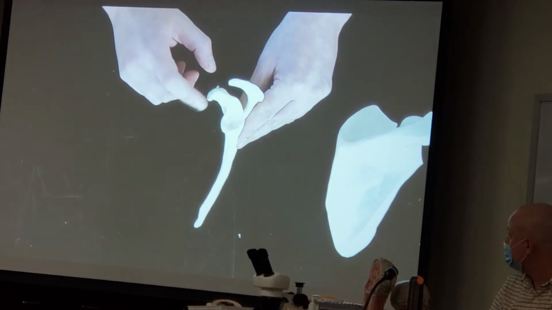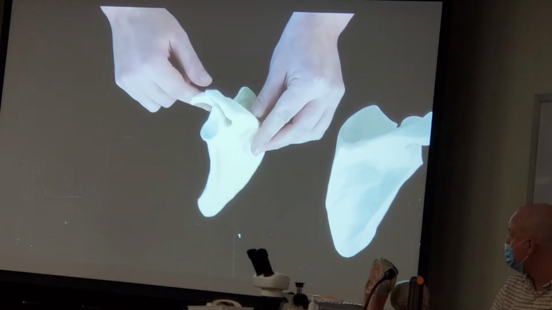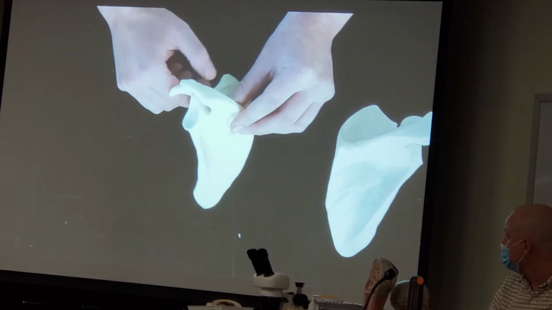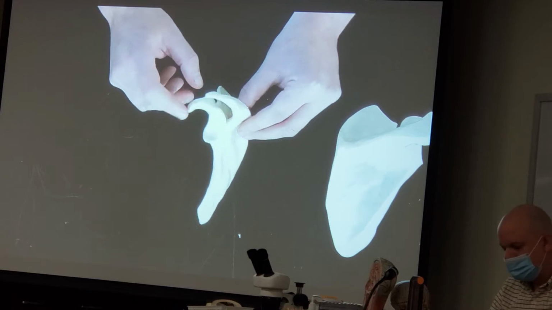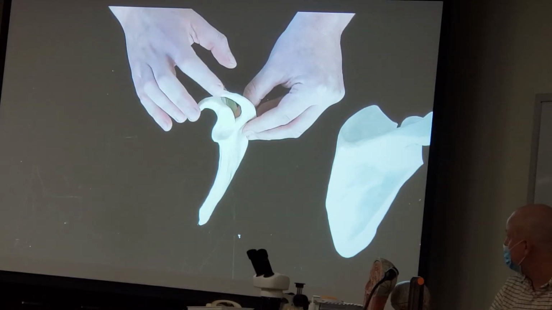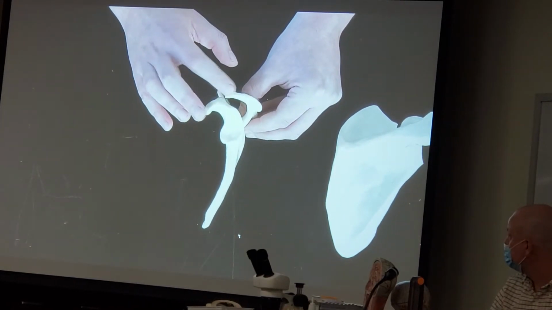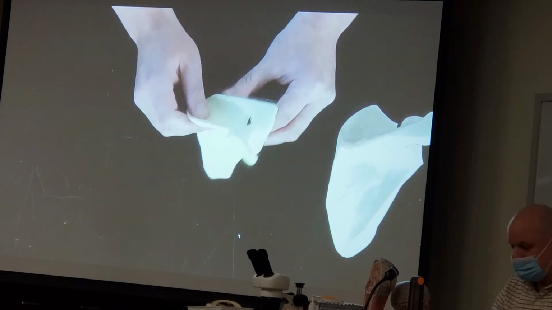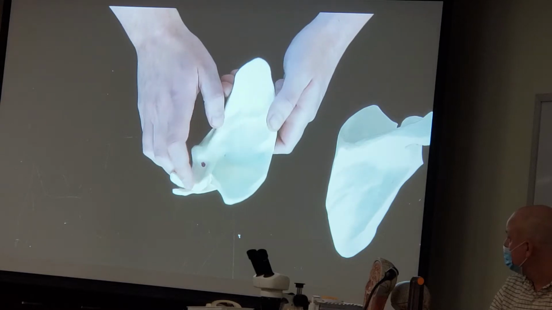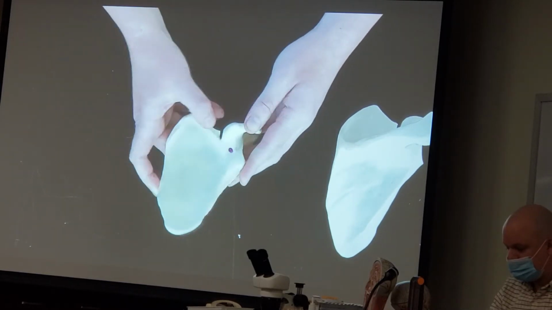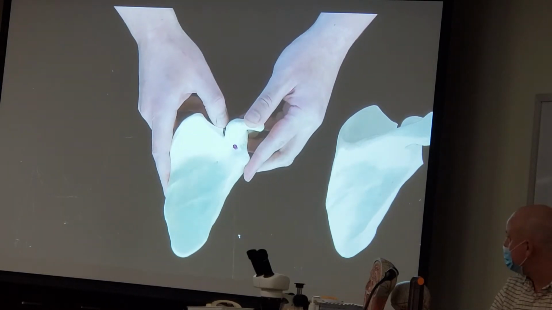Here is the coracoid process. Kind of looks like the beak of a crow. Coracoid process. This is the acromion. And this is the suprascapular notch. The suprascapular notch right here.